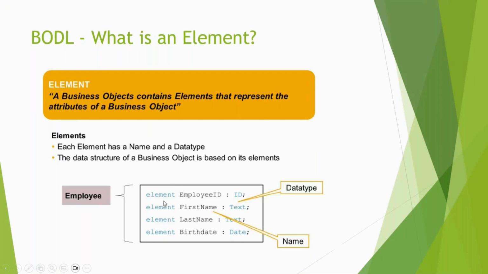Okay, so how do we define a field in the backend? This is the syntax. If we are creating a field, we have to type the keyword element, and then employee ID is a name. This can be anything. Whatever the user wants, they can give any name to this, and the data type should match the existing data types from the C4C system.